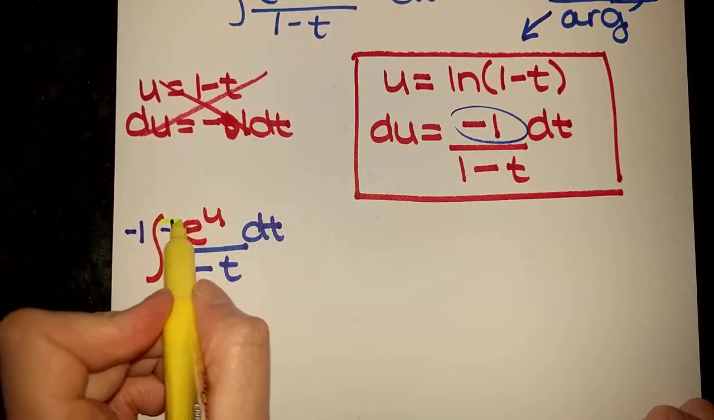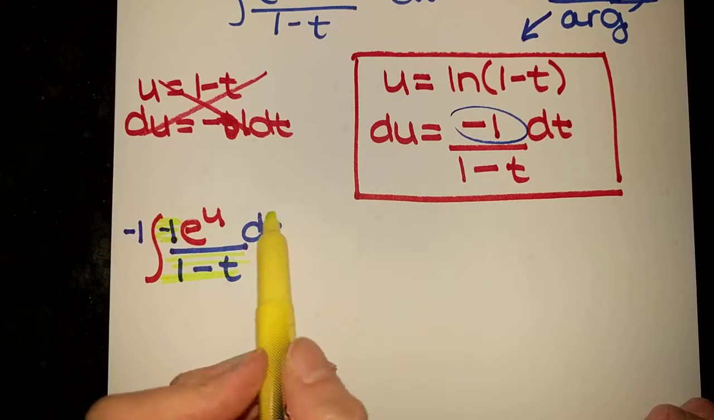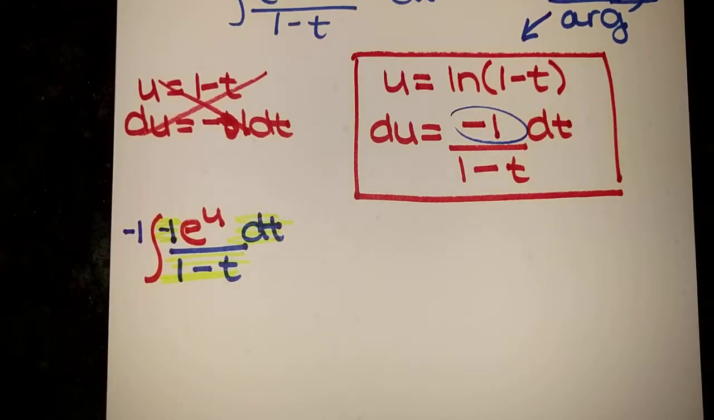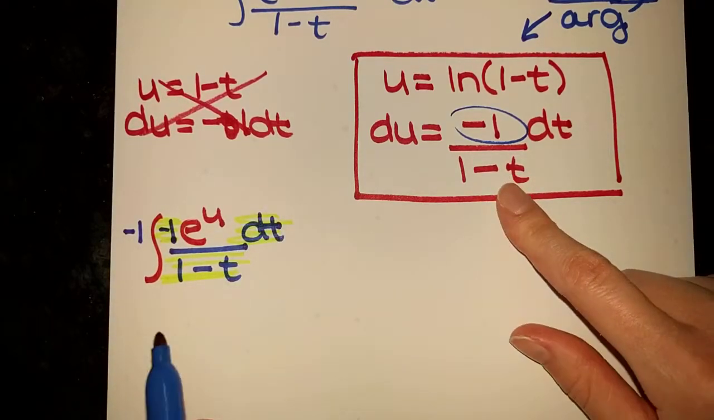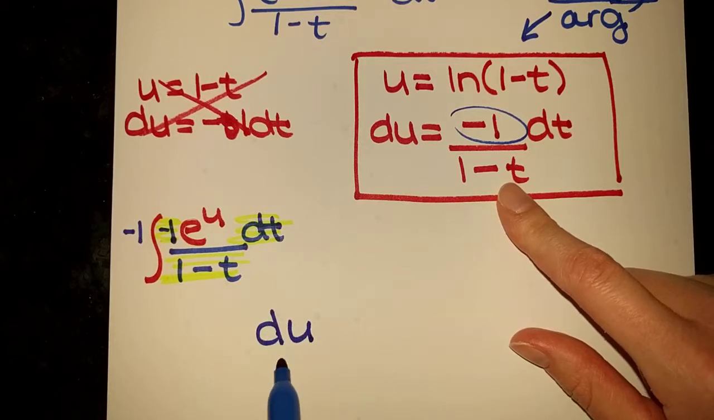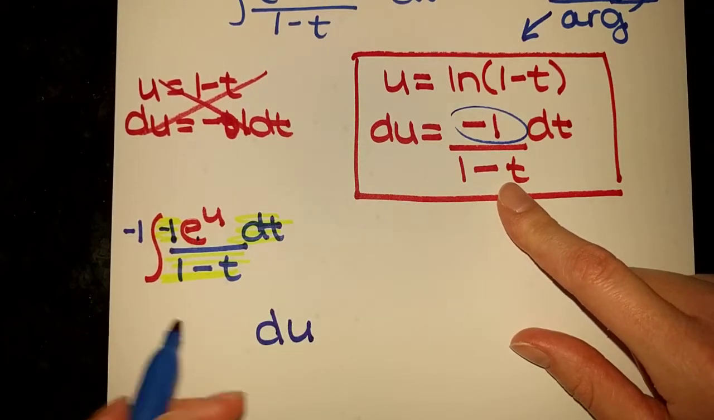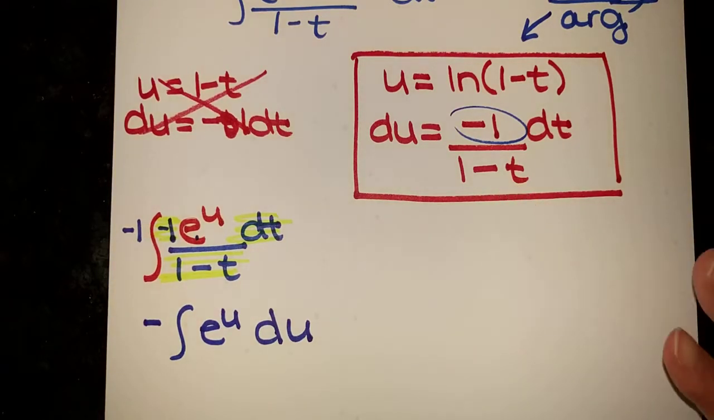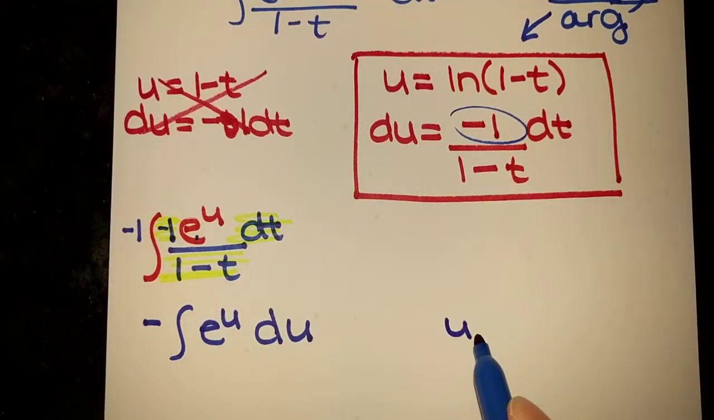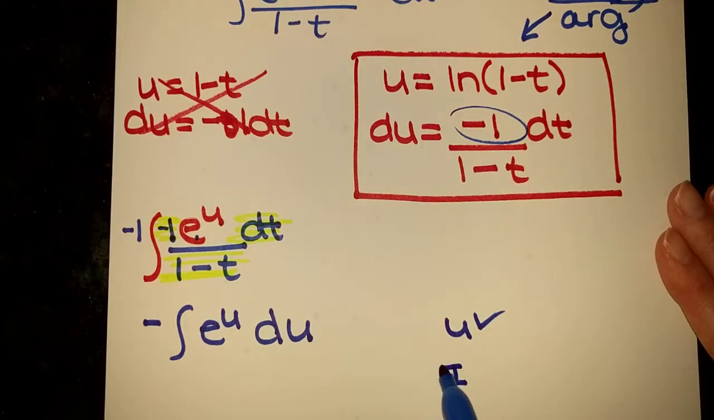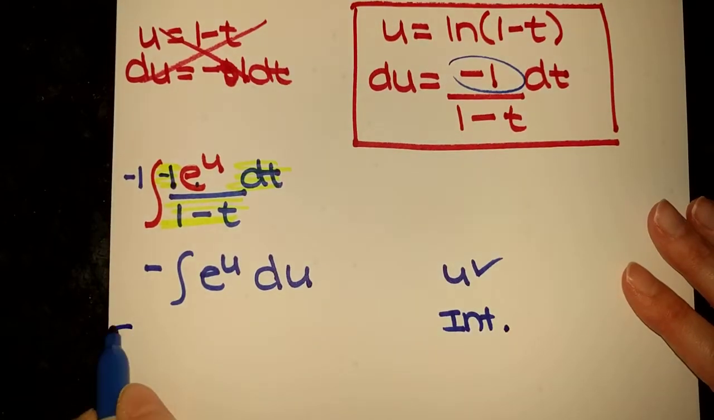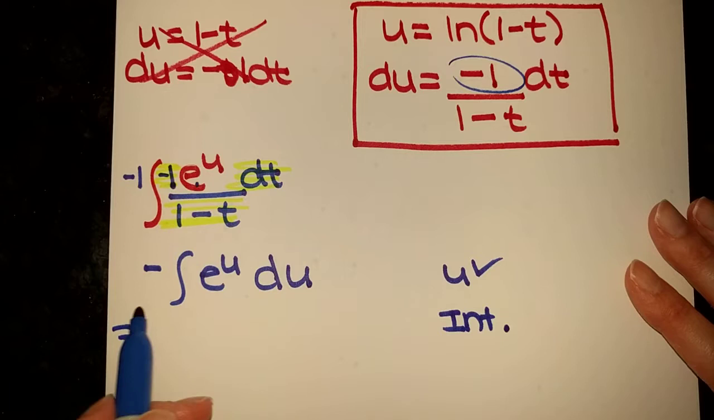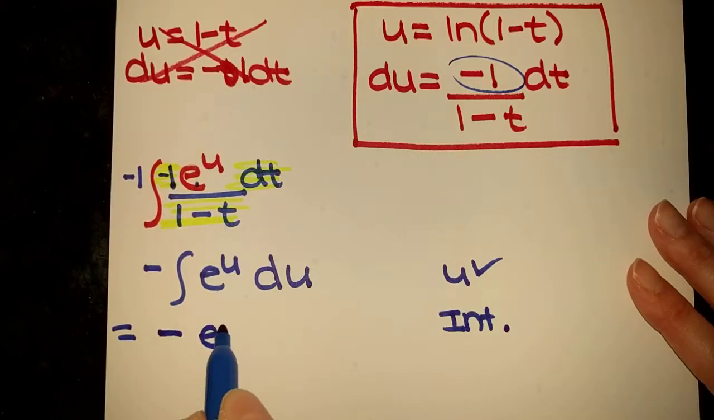So when we do that, this negative 1 over 1 minus t dt, all of that is going to collapse down by this definition of du to just du. And we will have e to the u and the negative. At this point, our integral is completely in terms of u. So now we are ready to integrate. e to the u is just e to the u. This negative tags along, so we'll have negative e to the u. No bounds here, so that means we have a plus c.